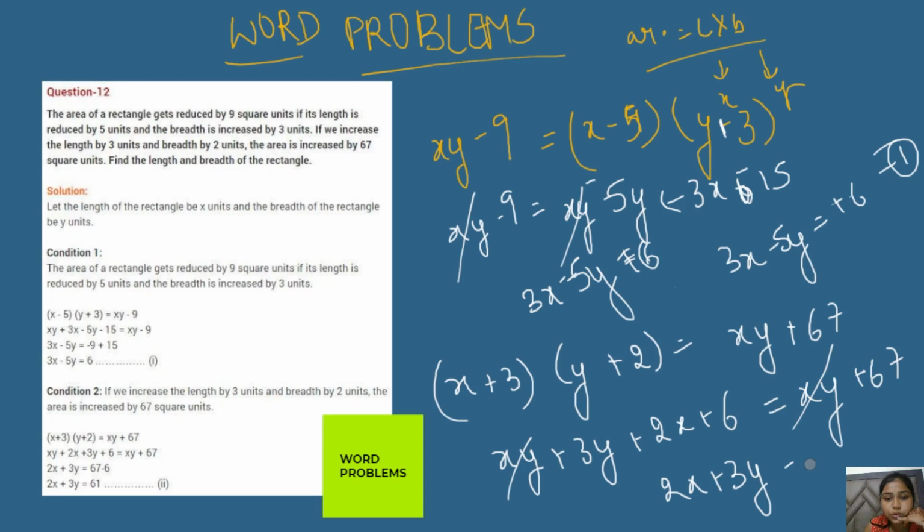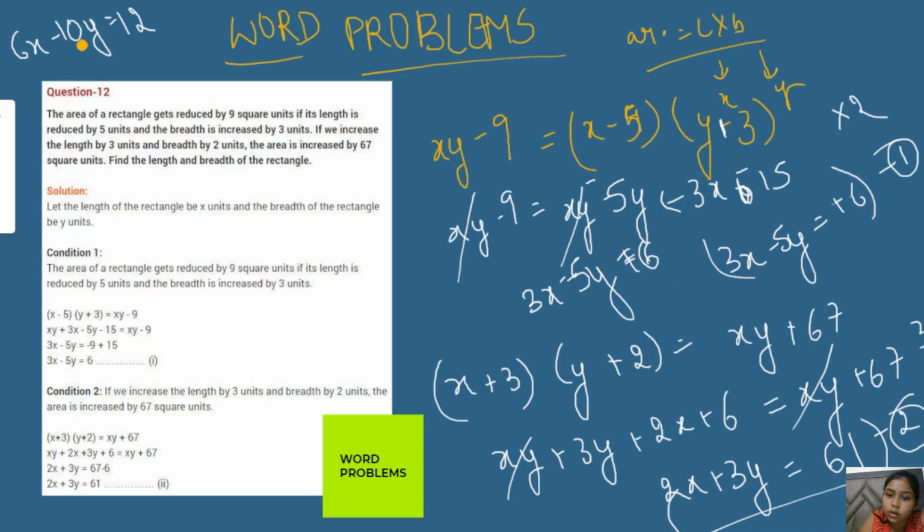Now just solve it by any of the method. You can do the substitution one and you can do the elimination also. So for elimination, multiply by 2 and multiply this by 3. So we will be getting 6x minus 10y equals to 12, and in the second part we will be getting 6x plus 9y equals to 183.